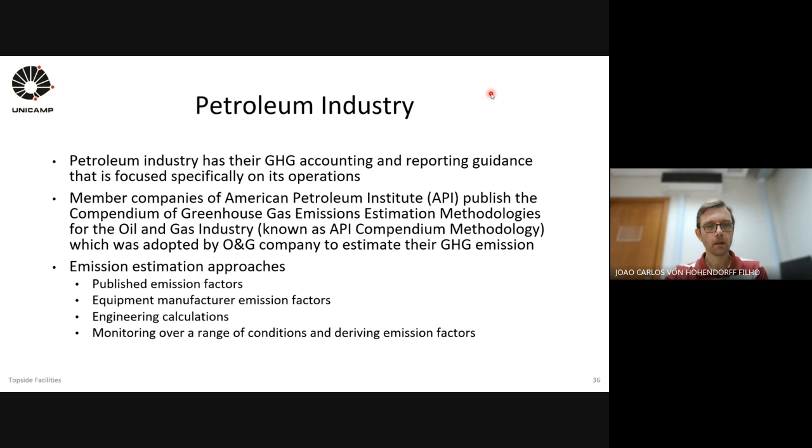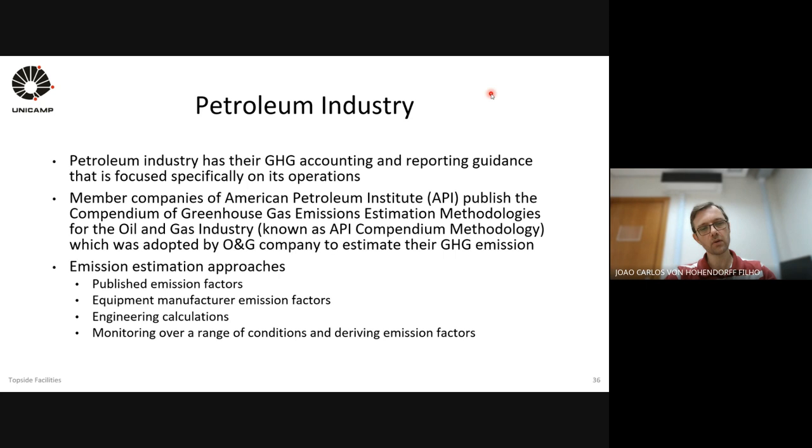The idea is the emission estimation guide provides for us four approaches. One is published emission factors. If you don't have any data, you can use these factors. You can use equipment manufacturers' emission factors. We will focus on engineering calculations to try to understand what's happening behind these estimations. And you can do some monitoring over a range of conditions and derive emission factors. If you are inside the industry, you can do it. But for us, we are focusing on engineering calculations.